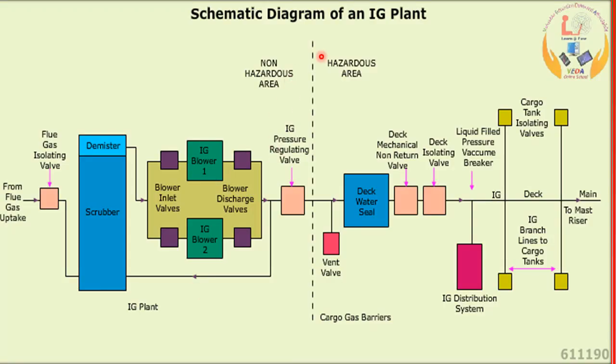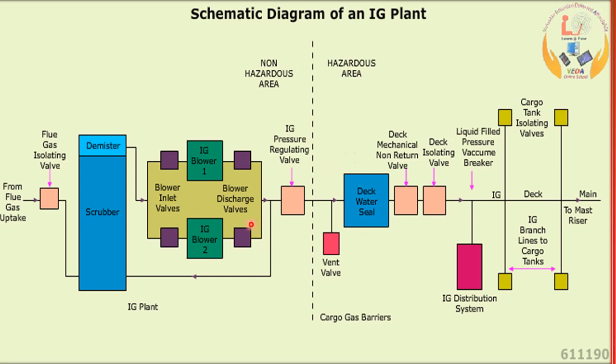Okay, now this is your schematic diagram of an IG plant. This line tells you about the barrier. The left hand side of this is your non-hazardous area and the right hand side is your hazardous area. Or you can say this area is your deck side and this area is your engine room. That's why it is non-hazardous and this is hazardous. So you have to be very careful while you are walking on these areas.